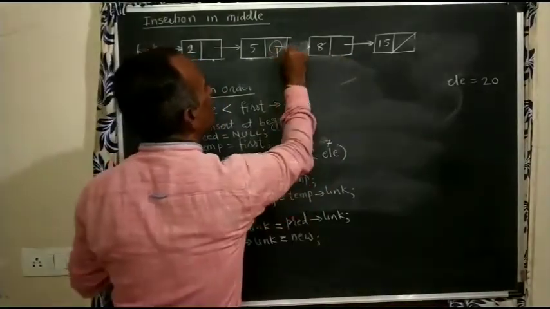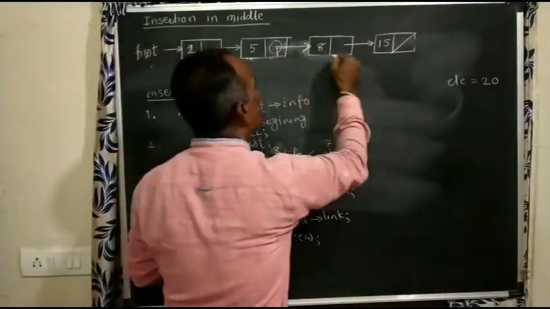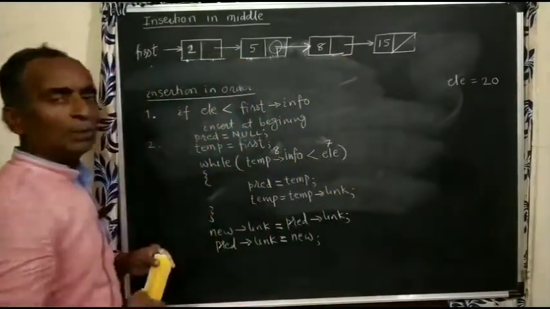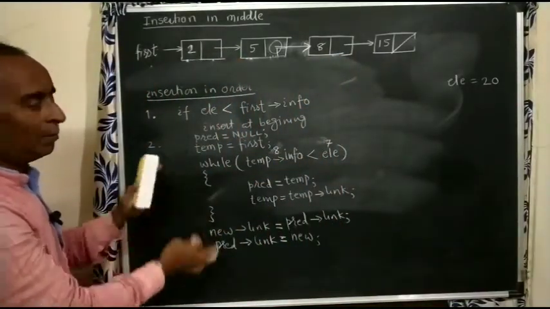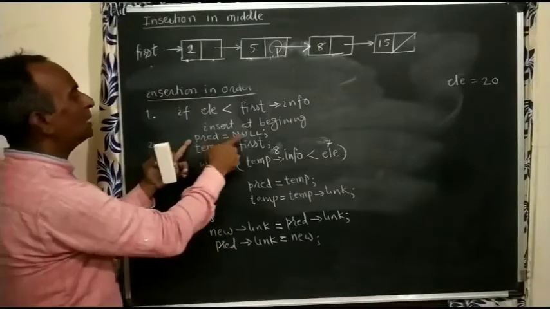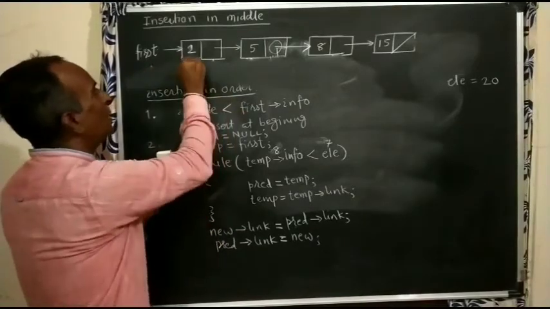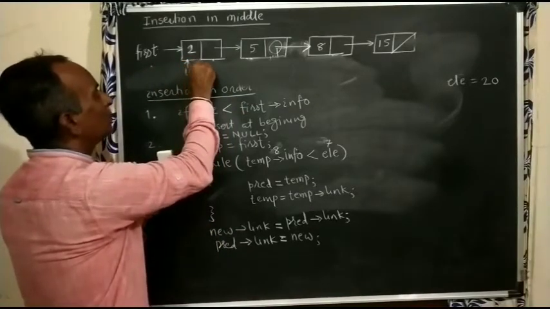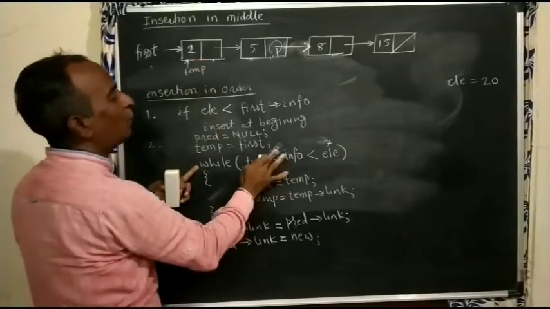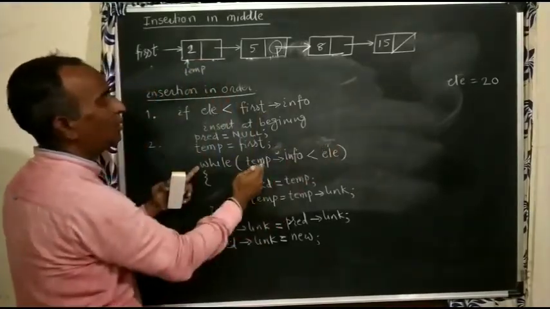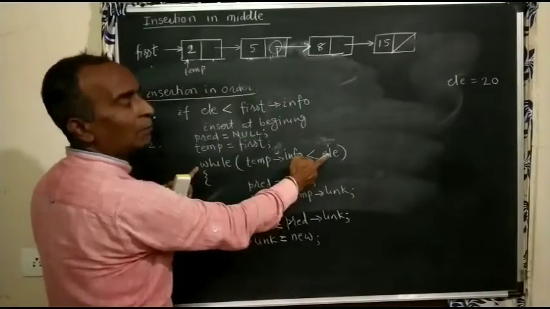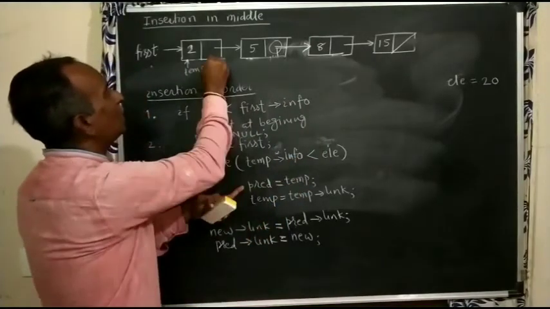Earlier linked list. Now, as we want to insert 20, what will happen by this logic? Predecessor is null. Temp is pointing to first. Temp's info is 2. 2 less than 20? Yes. Predecessor points here.